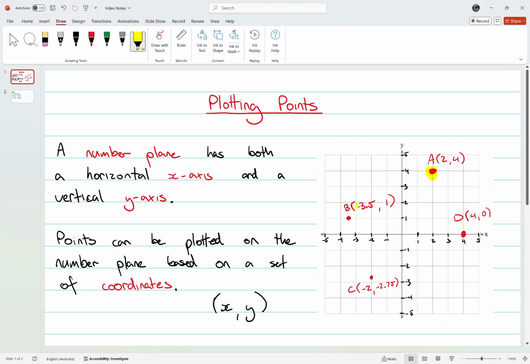So the coordinates of that point are (2, 4). Similarly here, looking at B, it's (-3.5, 1). Negative meaning that the x value is negative. That means we're going left from the origin. And because it's negative 3.5, it has to be halfway between negative 3 and negative 4. And then up 1 because the y value is 1. C is (-2, -2.75). So negative 2.75 means it's pretty close to negative 3, but not there just yet. And lastly, D is (4, 0). So we go 4 across and then 0 up or down.